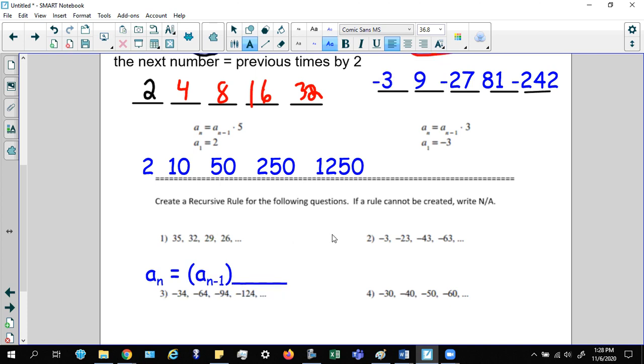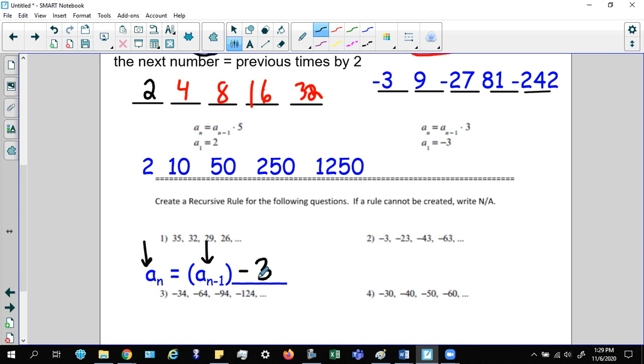A lot of this is all observational. Okay, so you look at question number 1. It says you're at 35. Now you're at 32. Now you're at 29. Now you're at 26. What are you doing? Well, what you're doing is you are subtracting 3 every time. So guess what you're going to do? You already have, to get the next number, you take the previous number and simply subtract 3 from it. That's all you're doing. Okay?